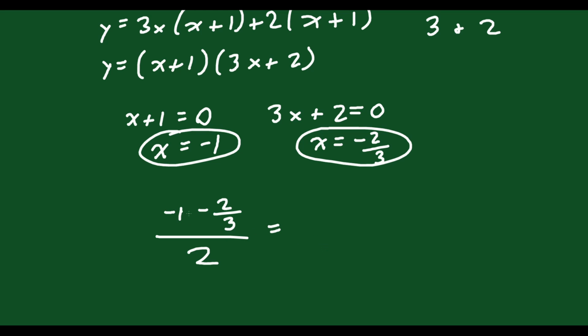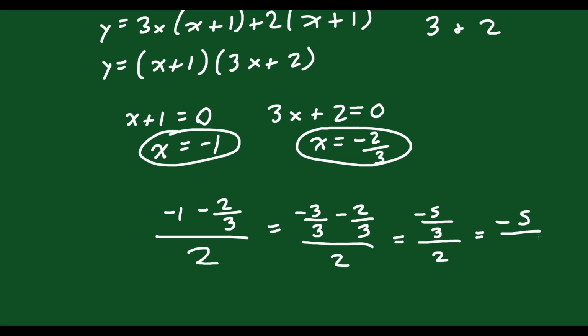Okay, how do we add these? Well, this is the same as negative 3 over 3 minus 2 over 3 all over 2. That's going to become negative 5 over 3 divided by 2, which is the same as negative 5 over 6. That's the same x value, if you recall, that we got using method 1.